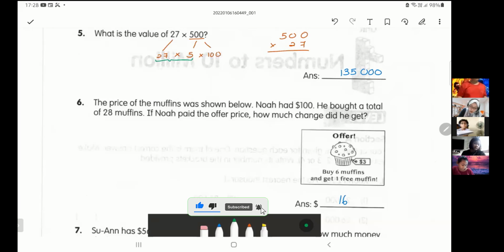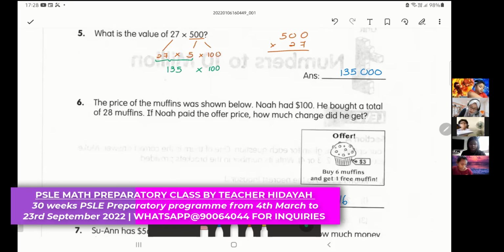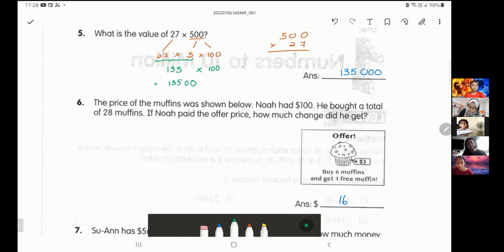27 times 5 is 135. 135 times 100 equals 13,500. So the answer is 13,500. All right, next question.